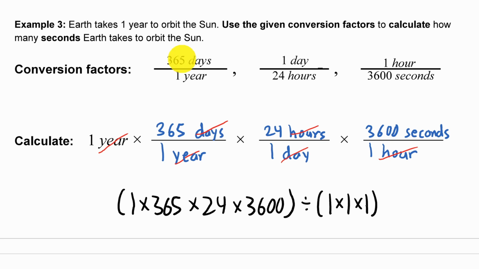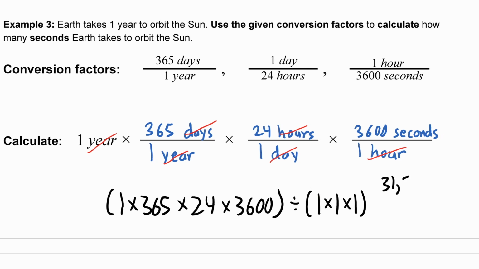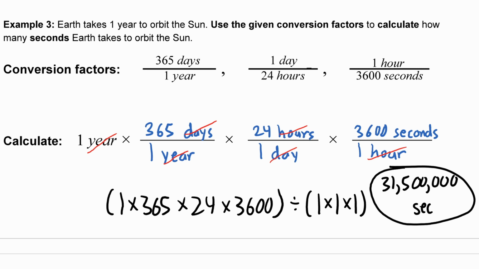Now, we don't actually need all these ones right here because we know that multiplying or dividing by 1 doesn't affect our answer, but this is what we would do if we had some other numbers in the denominators right here besides 1s. So, if we calculate this right, we're going to get 31,500,000 seconds as our answer.